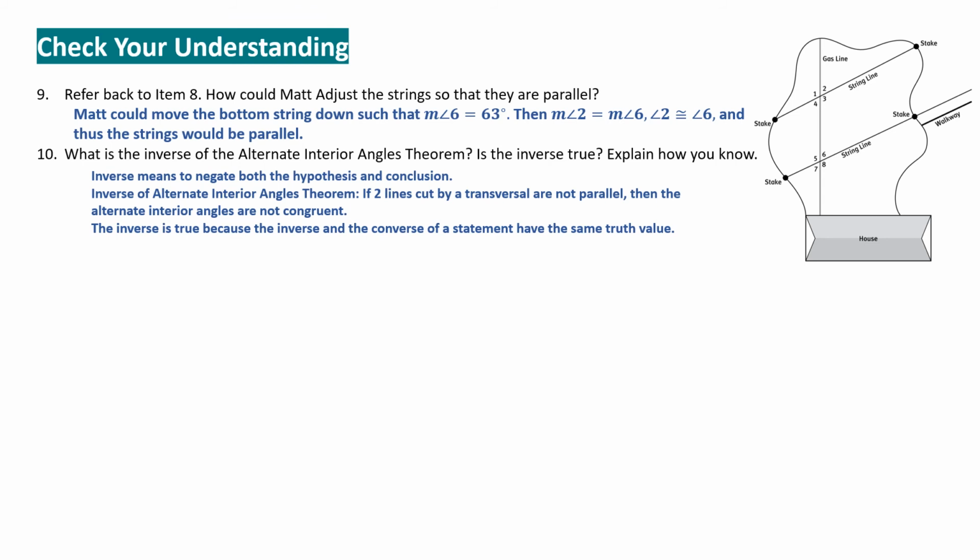You don't even have to prove it. You don't even have to think about it. If you know the converse is true, you know the inverse is true automatically. But you can think about it too. If two lines are cut by a transversal and they're not parallel, there's no way that our alternate interior angles are going to be congruent. So that has to be true.